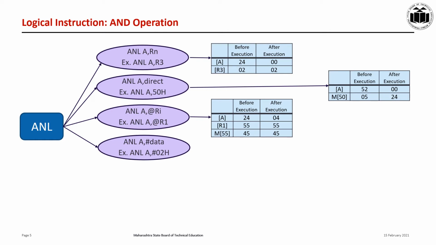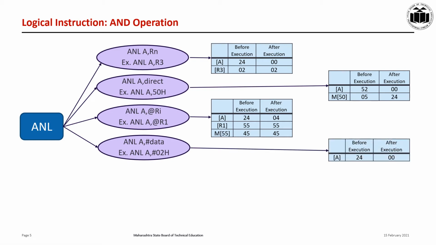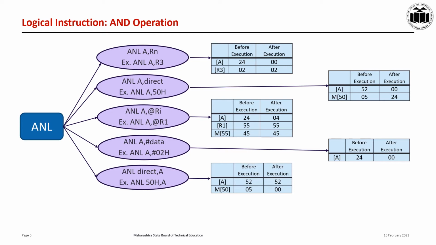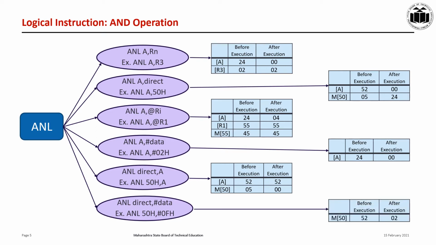ANL A, #data. This instruction ANDs immediate 8-bit data given in the instruction with the accumulator and stores the result in the accumulator. ANL direct, A. This instruction ANDs the content of the accumulator with the direct internal memory location given in the instruction and stores the result in that internal memory location. ANL direct, #data. This instruction ANDs immediate 8-bit data with the direct internal memory location and stores the result in the internal memory location given in the instruction.